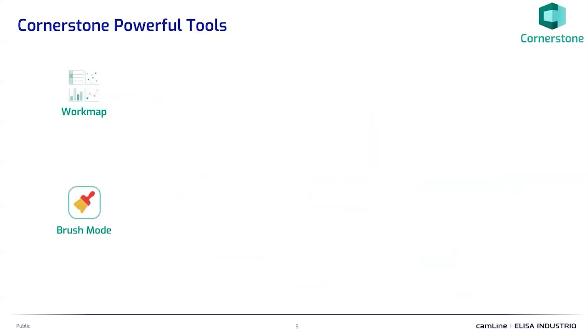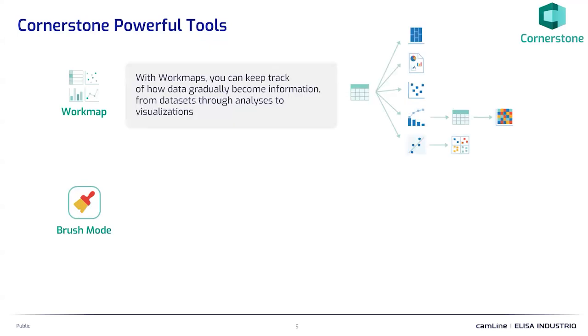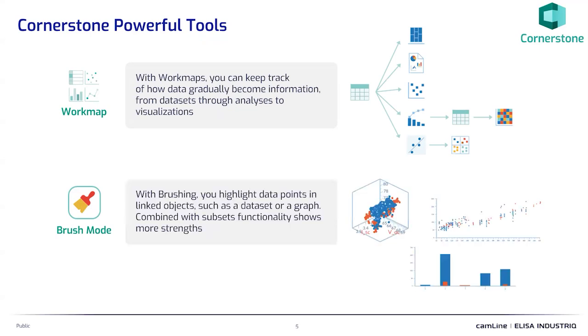There are many useful tools in Cornerstone, and these two features really stand out. First is the work map concept, which allows you to track all of your analysis, including the charts and the tables, to your original data. Then you can use the brush mode to highlight a specific area in the linked objects, for example, in the graphs. Those data points will be highlighted in all the graphs and tables that are linked to each other.